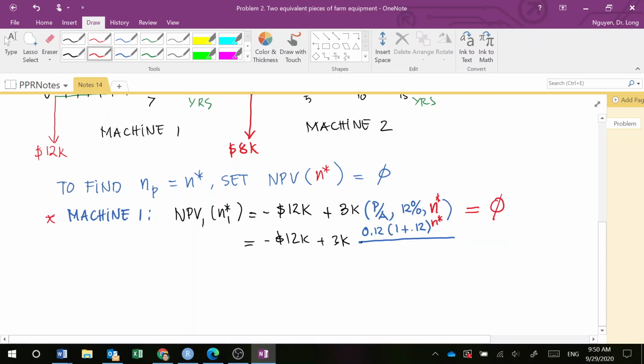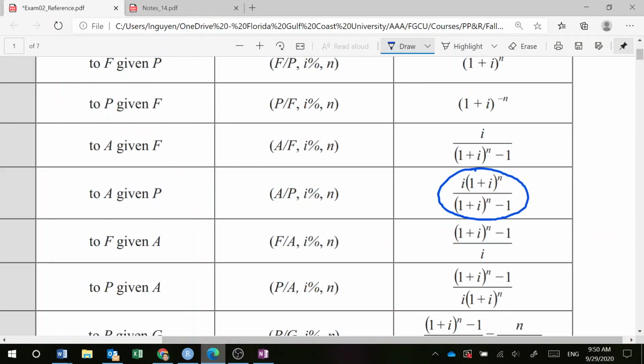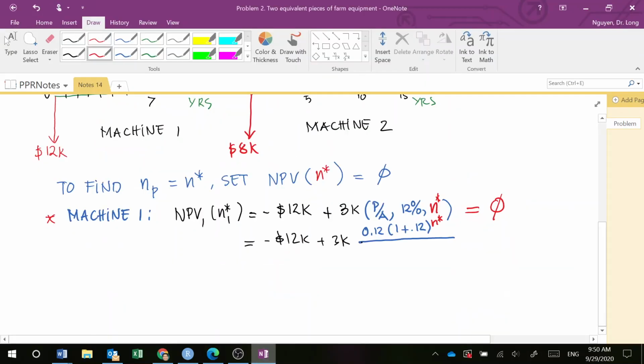And over 1 plus i to the power N minus 1. So we have 1 plus 12% to the power N, in this case N star, and then minus 1, and it equals 0. And this equation has one unknown, N star, so you can use your calculator.